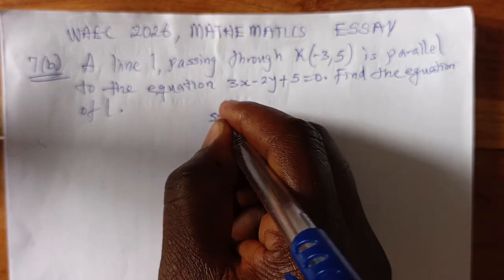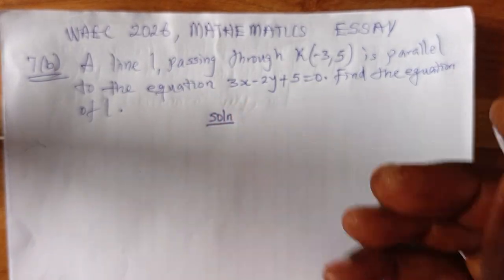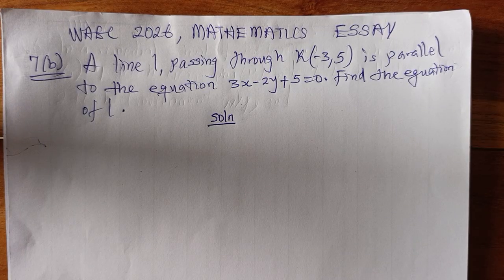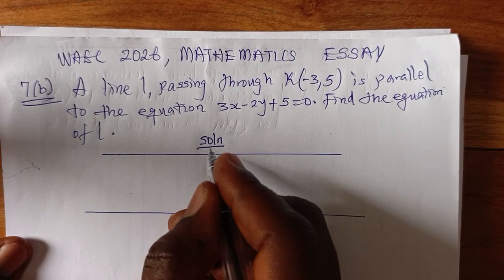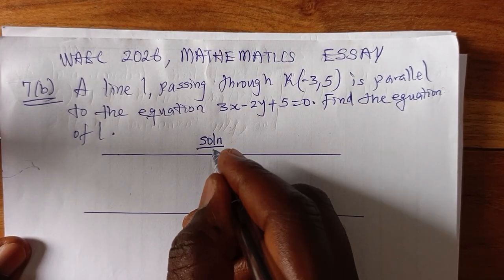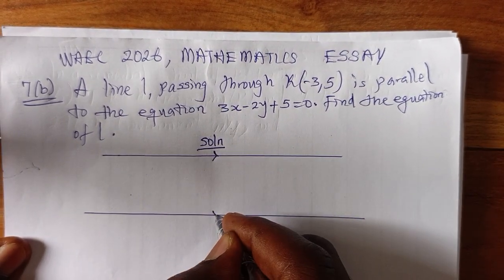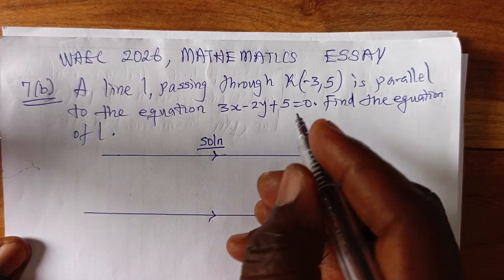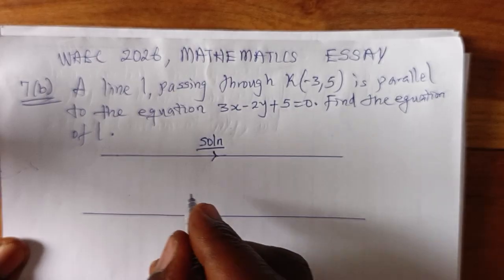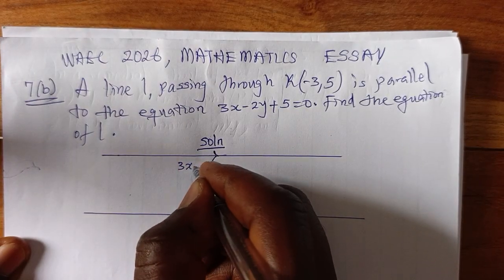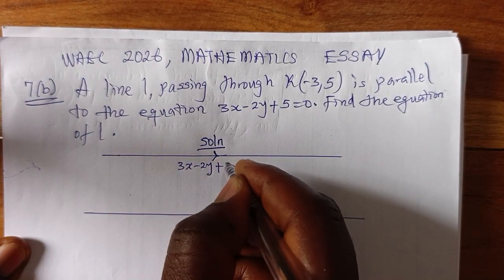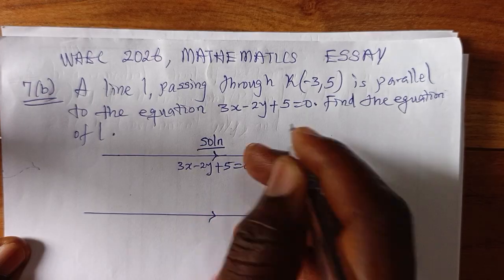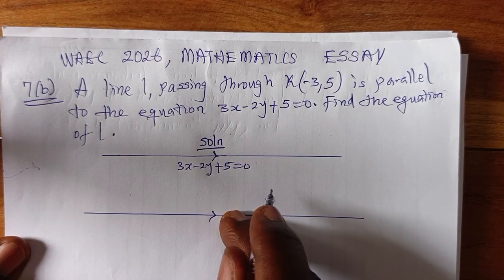So we are going to solve this question using knowledge of coordinate geometry. I will use a simple sketch to illustrate the information from the question. To indicate that these two lines are parallel, we are going to use arrows. Let's denote the equation of this line to be the given equation, 3x - 2y + 5 = 0. Then we want to determine the equation of this line.